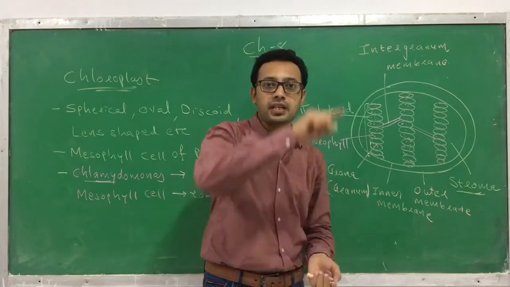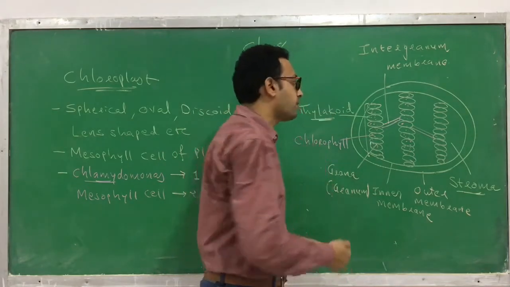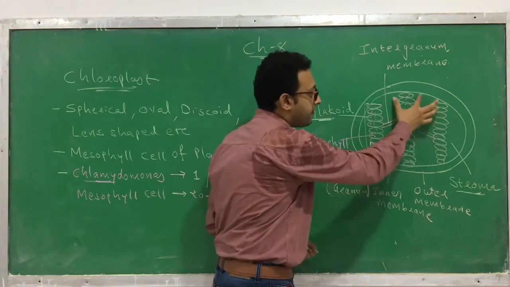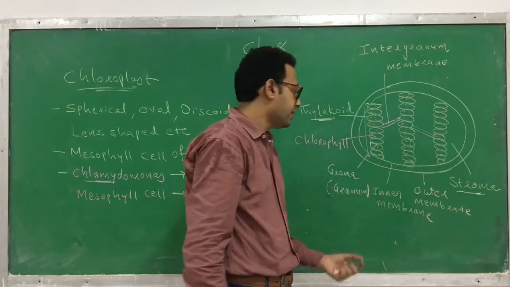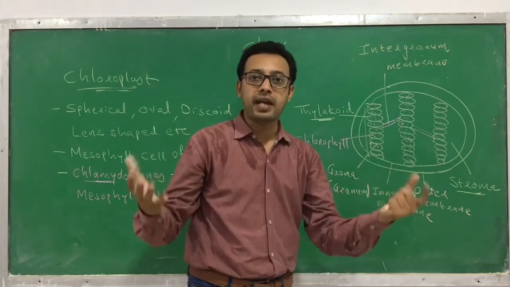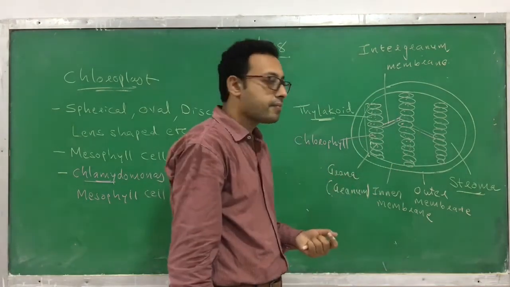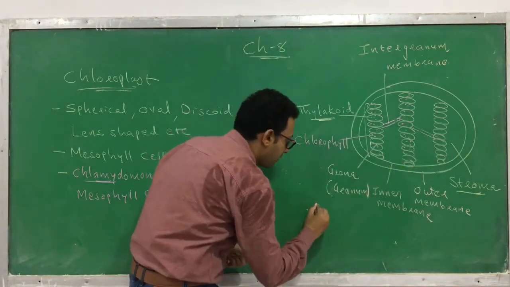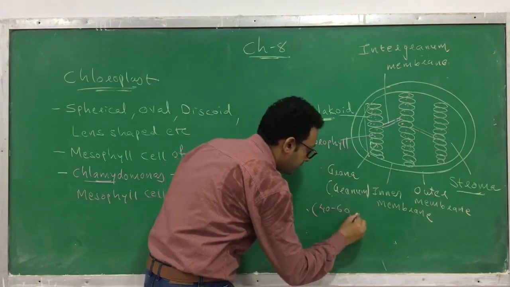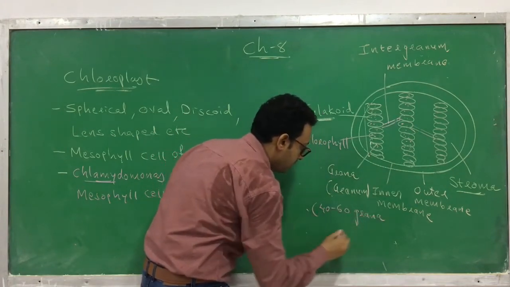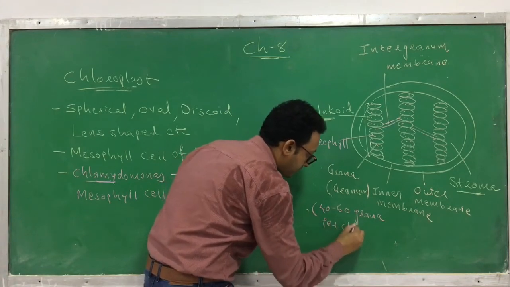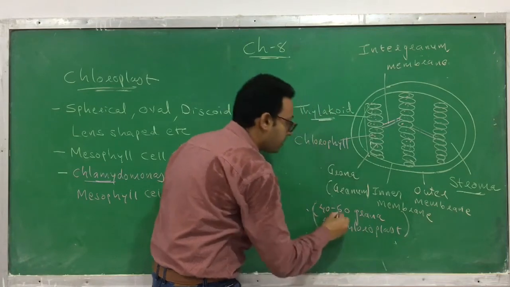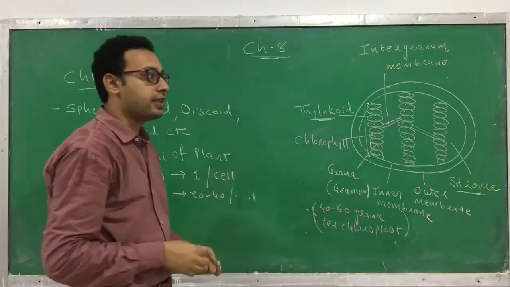The outer membrane is continuous, the inner membrane forms a fold and it forms a flat lamellar structure arranged in a stack pile. It's called a granum, and when there are many, they're called grana. Usually in one chloroplast, how many grana are present? 40 to 60 grana per chloroplast.